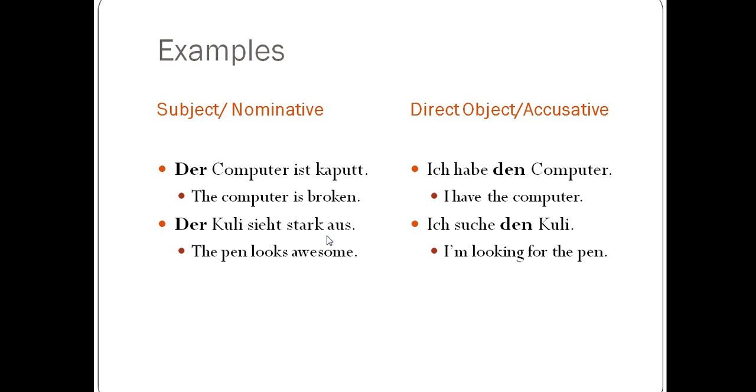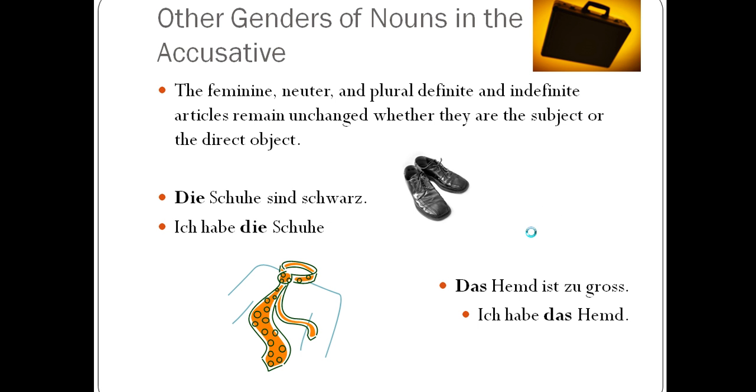Der Kuli sieht stark aus. The pen looks awesome. Ich suche den Kuli. I'm looking for the pen. Notice over here where the pen is a subject, it's der, but over here where it's a direct object, it's den.